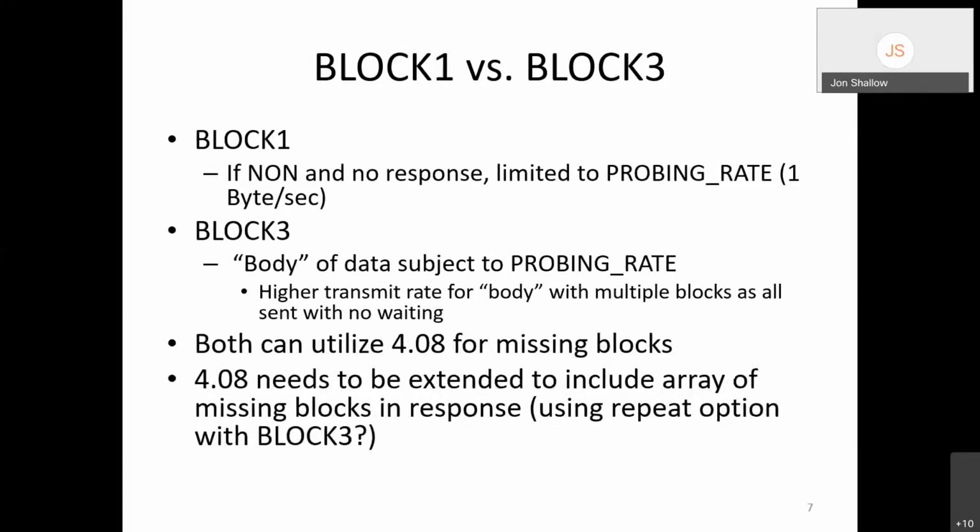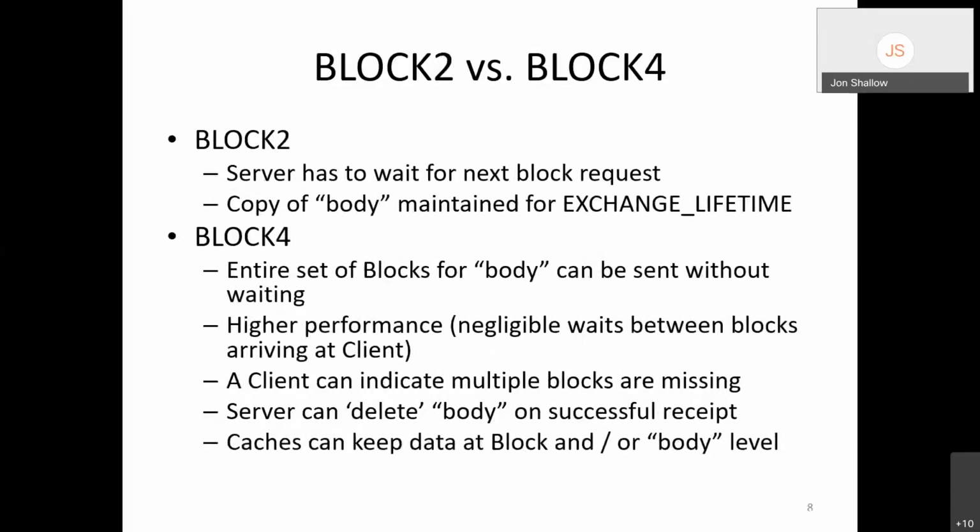So we're just trying to work out ways of getting around that, and that's what we've loosely documented in the draft text. Likewise, with block 2 versus block 4, the server has to wait for the next block request before we can send the next block down, and we have to maintain a copy of the body up in the server for a period of time. Whereas with block 4, the entire set of blocks can be sent without waiting, hence giving the highest performance, the quickest transfer time. And likewise, as we mentioned with block 1, the client can indicate multiple blocks are missing, and the server can delete a body on successful receipt and so on. So we can do some sensible management there.